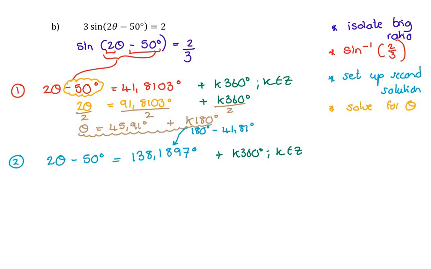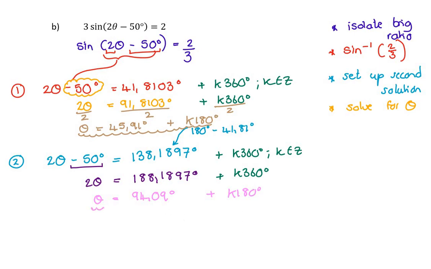Okay, now I'm going to repeat the process. First I need to get rid of the 50. So I add 50 to both sides. So I get 188.1897. And don't forget your plus K360. And then when I've divided by 2, I get an answer of 94.09 degrees. And now it's plus K180. And so there is my second solution for theta.